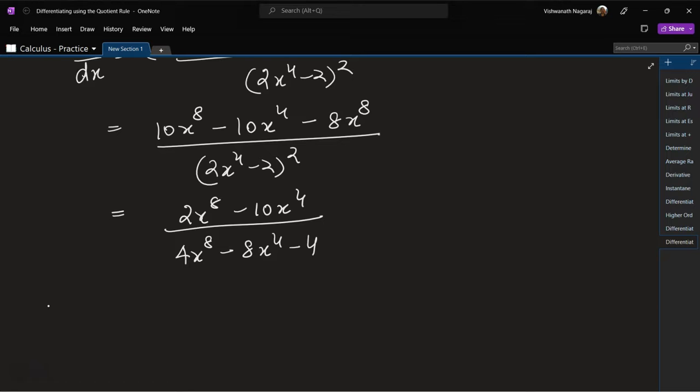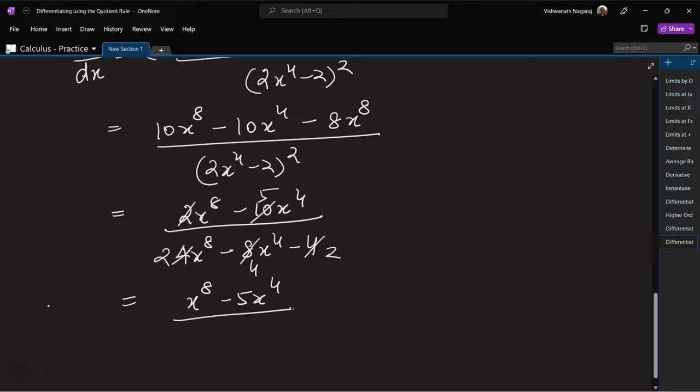Now here there is 2 common. So what we can do is divide everything by 2: 2 ones, 2 fives, 2 twos, 2 fours, 2 twos. Unless we are able to divide everything, we can't do anything. Now here everything is divisible by 2. So the answer is x to the power of 8 minus 5x to the power of 4 by 2x to the power of 8 minus 4x to the power of 4 minus 2.